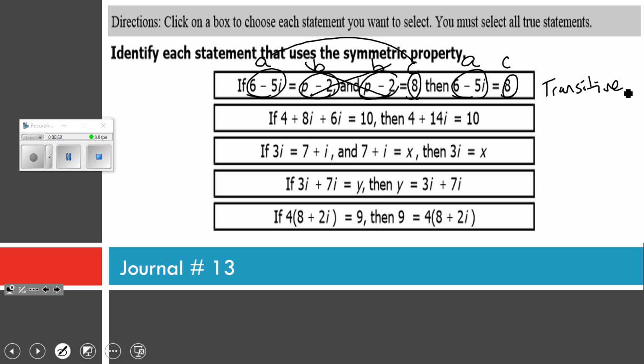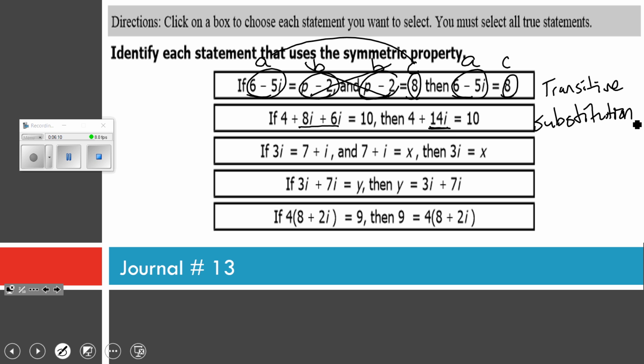Okay. So how about the second one? It is substitution. 8i plus 6i, all you're doing is replacing it with something of equal value, so that would be substitution.